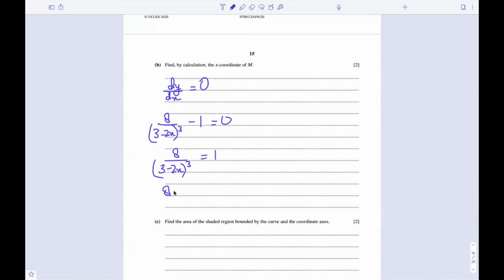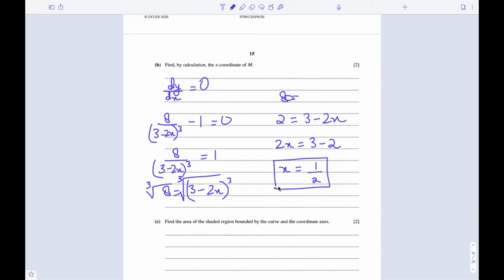Simplifying, we get 8 is equal to (3 minus 2x) to the power 3. Taking the cube root on both sides, we get 2 is equal to 3 minus 2x. So we can bring the 2x on this side and this will become 3 minus 2. So x would become 1 upon 2. So this is the x coordinate of m.